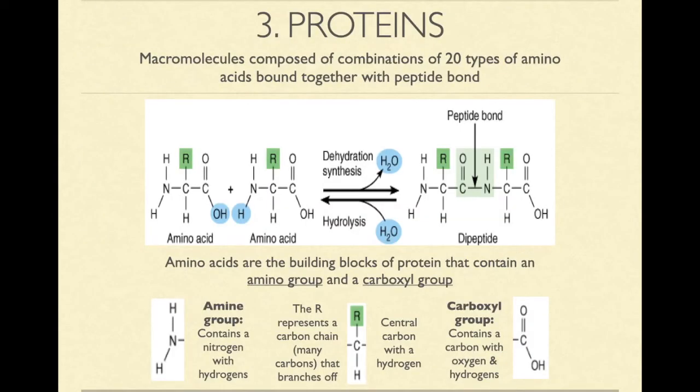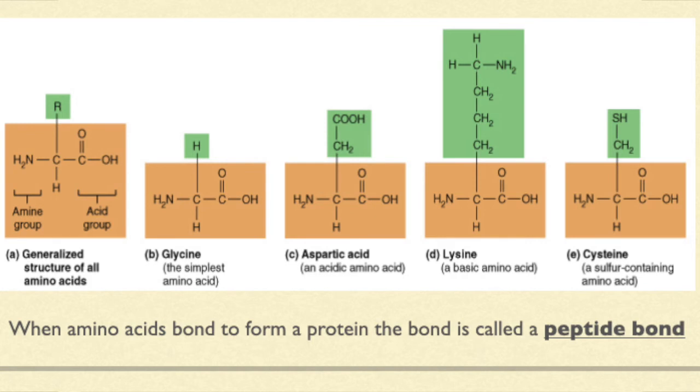Now let's move to proteins. Proteins are made up of amino acids. Proteins can be two amino acids, or it can be a combination of 20 different types of amino acids bonded together. As they're bonded together, they're going to be bonded by a peptide bond. And that's something you will need to know. What bonds and holds two amino acids together to form a protein?